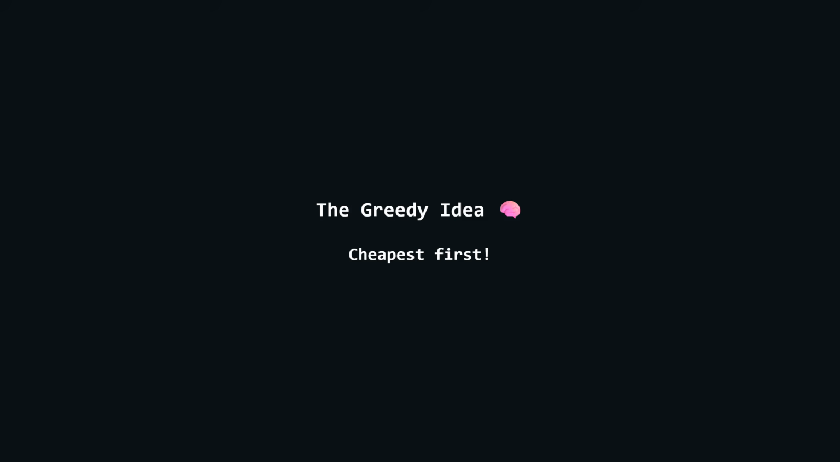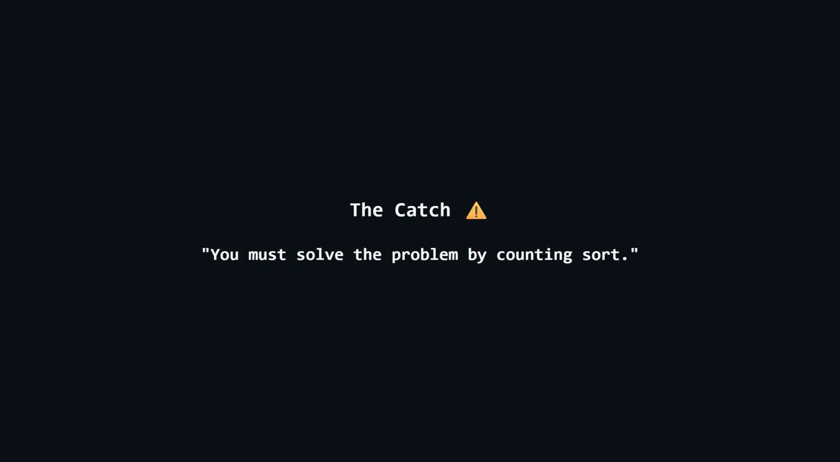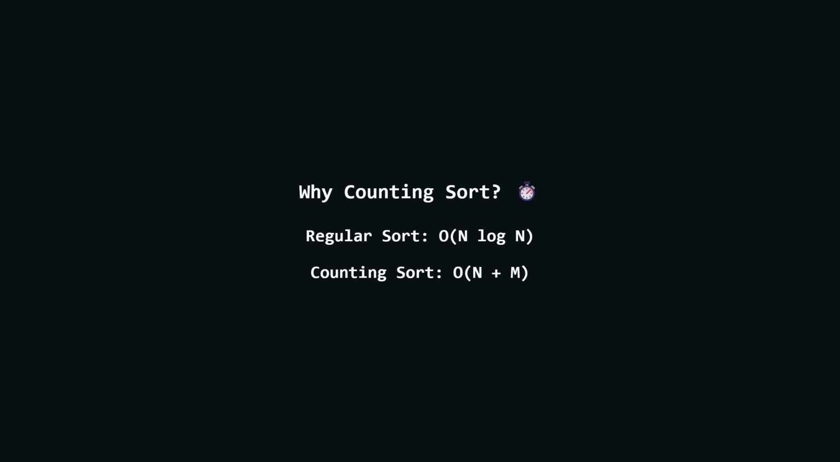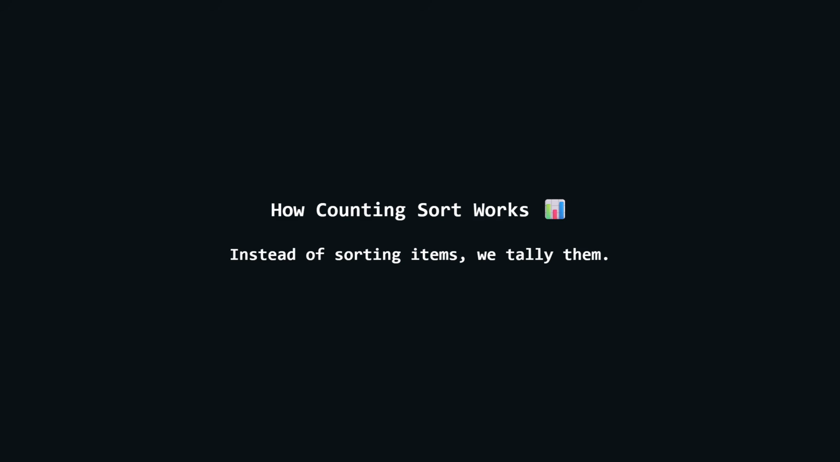Now, intuitively, if you want to walk away with the most items possible, you should always start by buying the absolute cheapest ones first. Normally, we could just sort the price list and buy until we are broke. However, the problem explicitly states we have to use a specific technique called counting sort. You might be wondering why. Well, standard sorting takes a bit longer. Counting sort is incredibly fast when we know the range of prices isn't too massive. Instead of moving all the prices around to create a sorted list, we simply create a tally chart of how many times each specific price appears in the store.